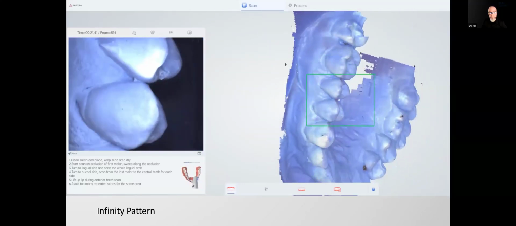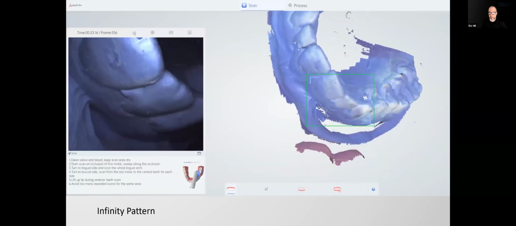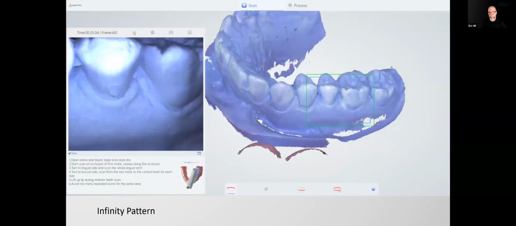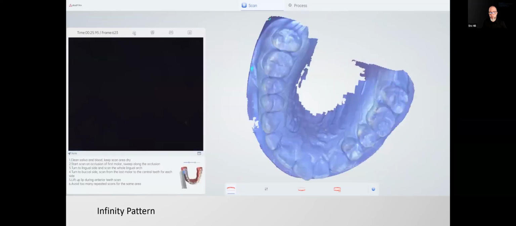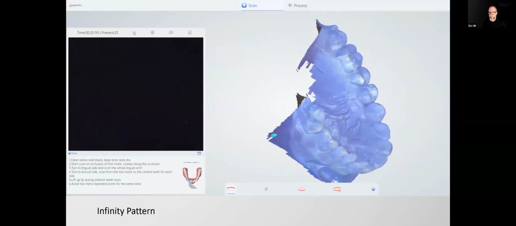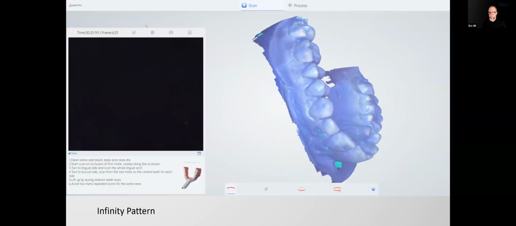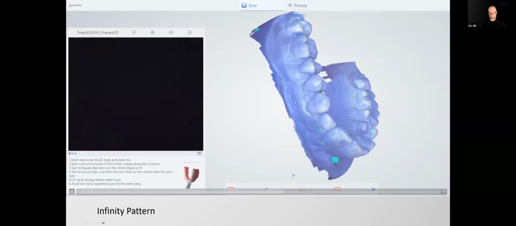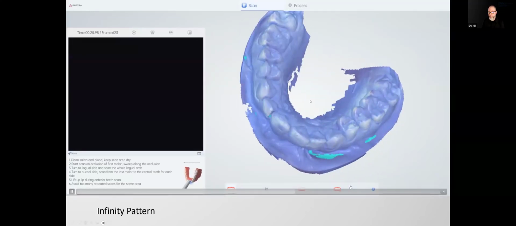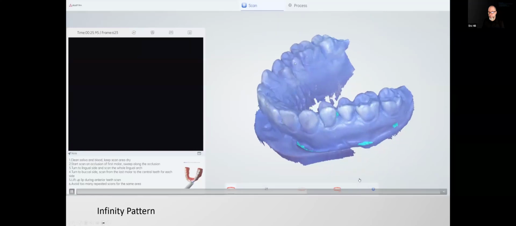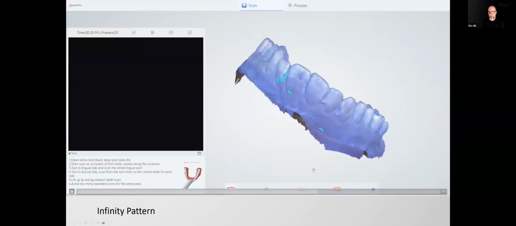Top left shows the time. Probably got 25 seconds, I think this was. Was that okay? Great.